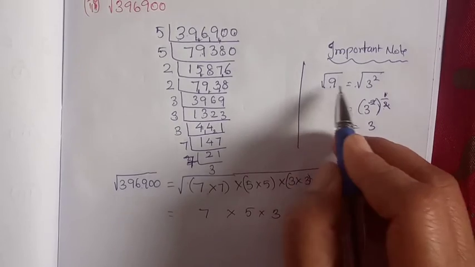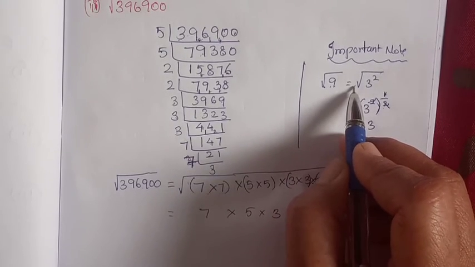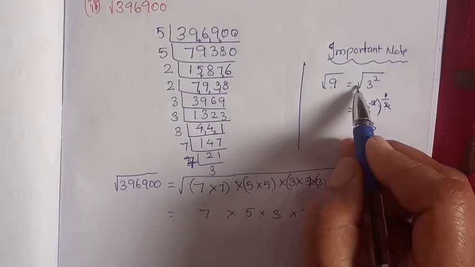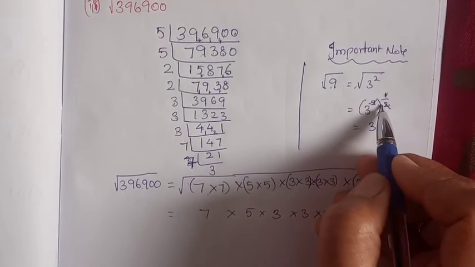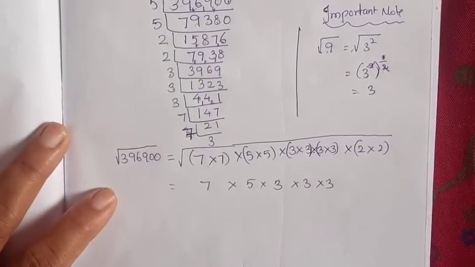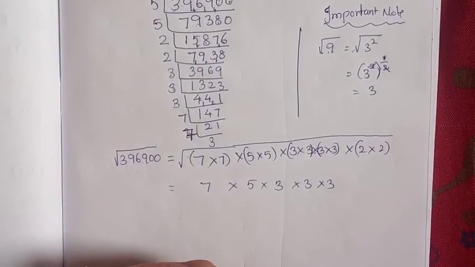Square root of 9 is equal to what? Square root of 3 square. So 3 square, how can we write? 3 square as it is, the root value is always 1 by 2. So this 2 and 2 cancelled. Okay, children.